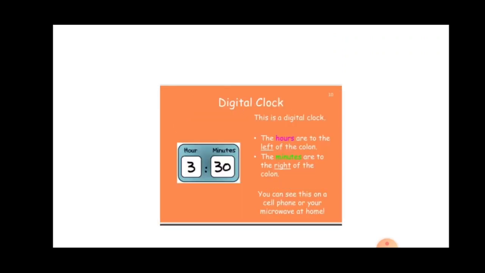Digital clock. This is a digital clock, students. As you see in the picture, the time is 3:30. That 3 represents hour and 30 represents minutes. The hours are to the left of the column. The minutes are to the right. You can see this on a cell phone or your microwave at home.